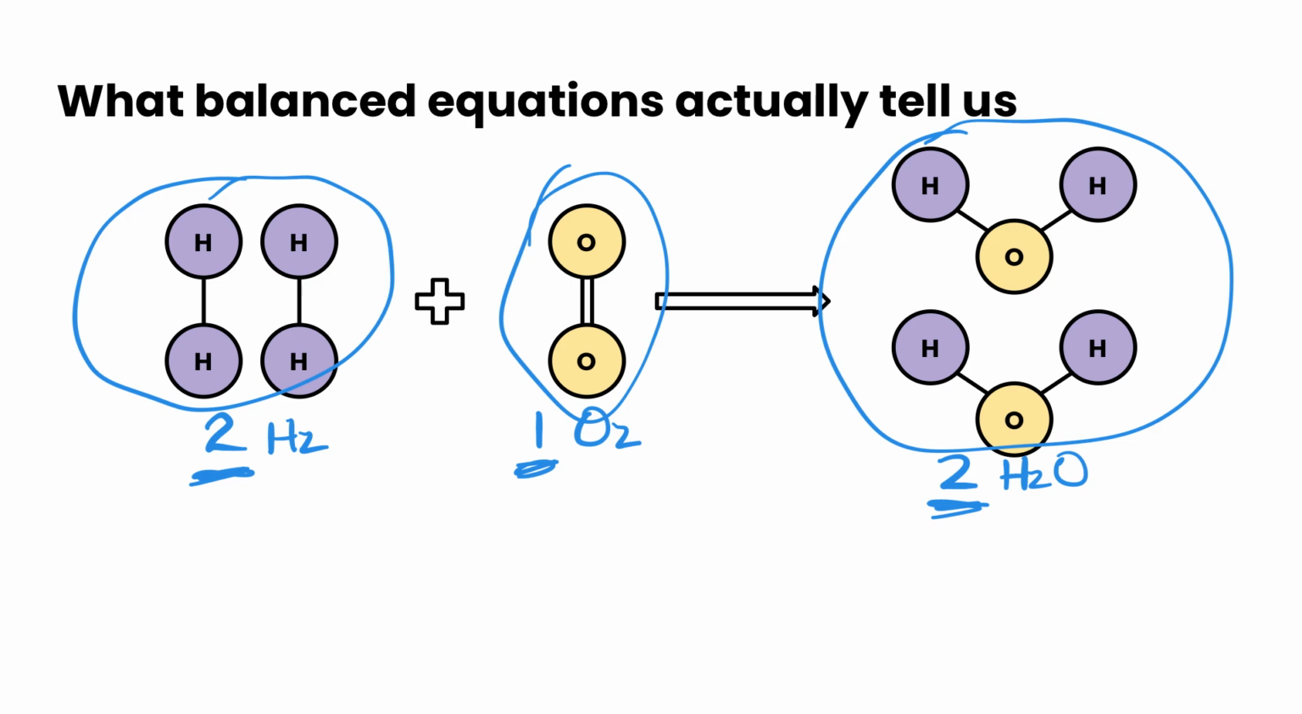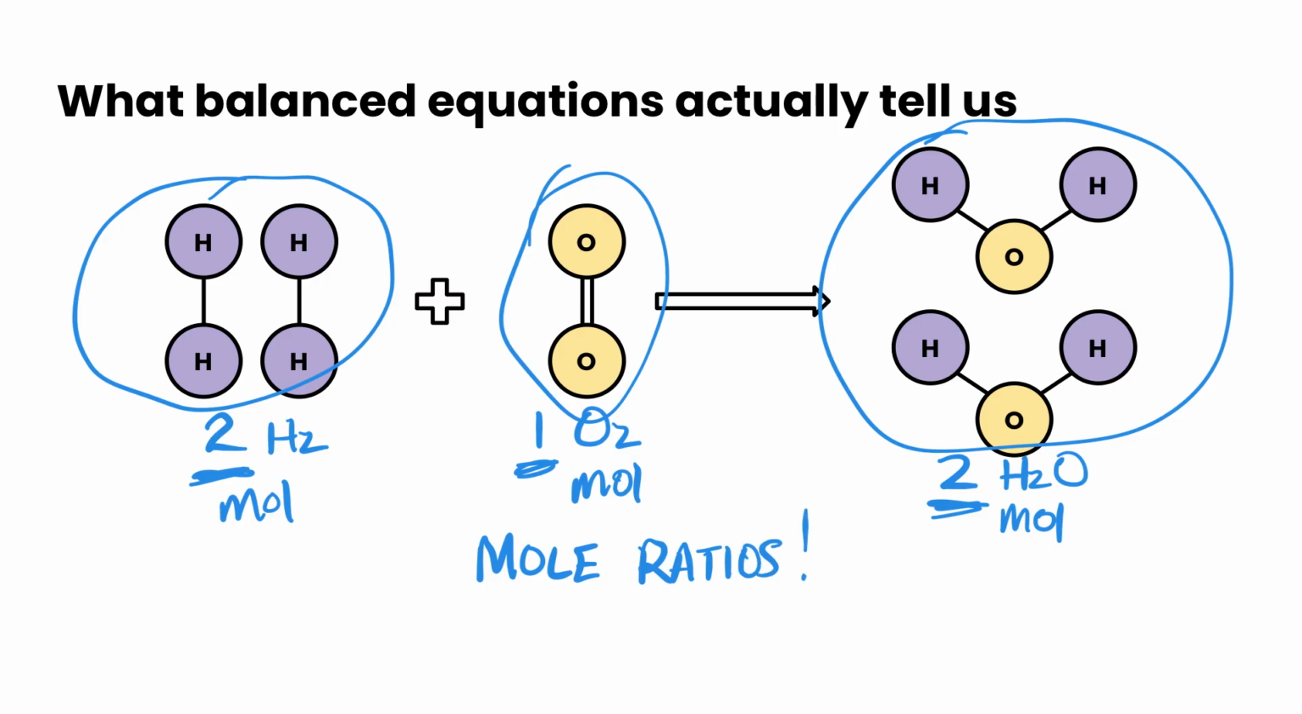Because a mole is a way of just counting particles, that same ratio also applies to moles. So we have 2 moles of hydrogen reacting with 1 mole of oxygen to make 2 moles of water. So when we read ratios from a balanced equation, they are always mole ratios. And that's really important in stoichiometry because it allows us to compare different amounts.